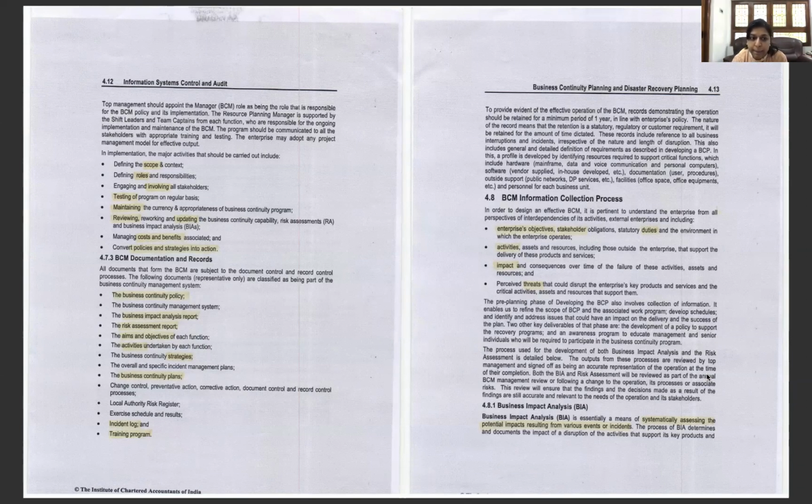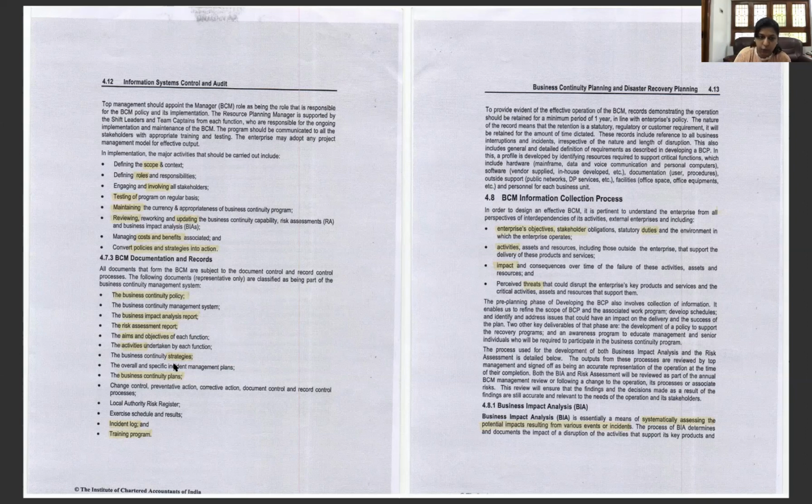Next one, BCM documentation and records. Because we have already seen it should be well documented. Just like our BCM manual, everything must be documented and made in the form of records. All documents that form BCM are subject to document control and record control. So it is not enough to have it in a document. The document should also be controlled and the records should also be subject to record control. Here we have a list of documents which are required.